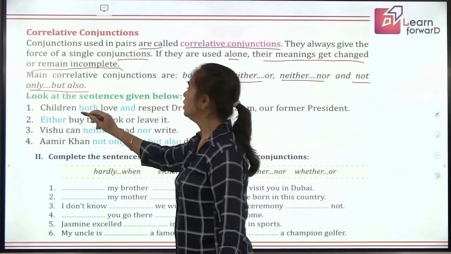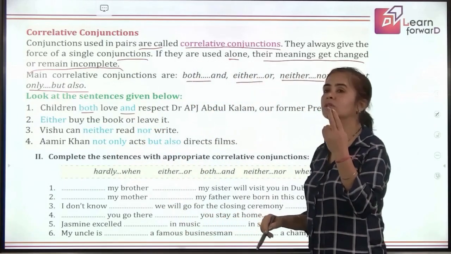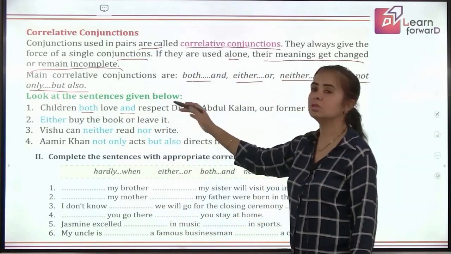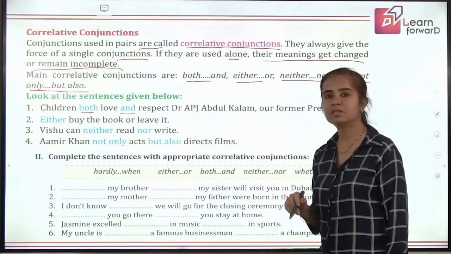If we say, "Children both love and respect," that means both the conditions are going. They love also, they respect also Dr. APJ Abdul Kalam, our former president.